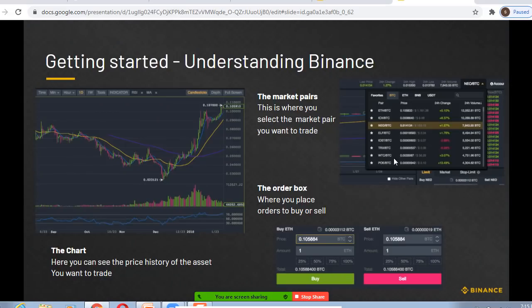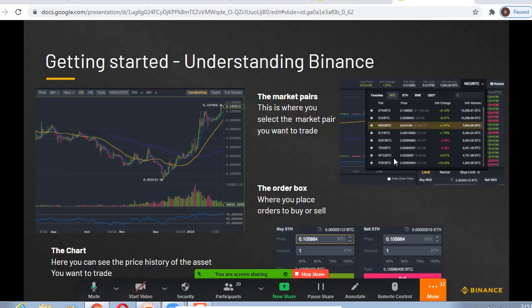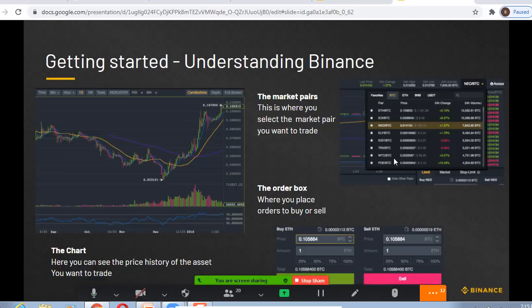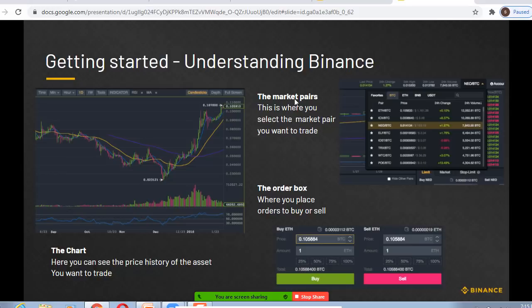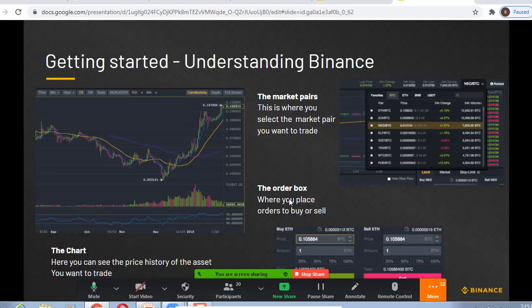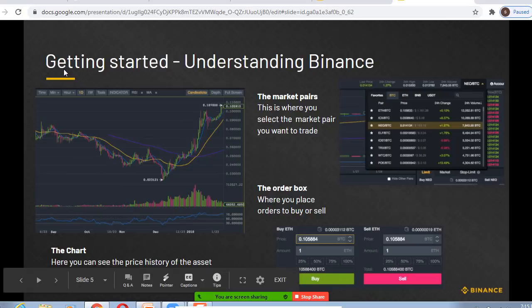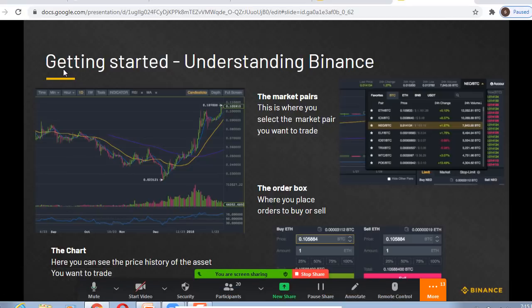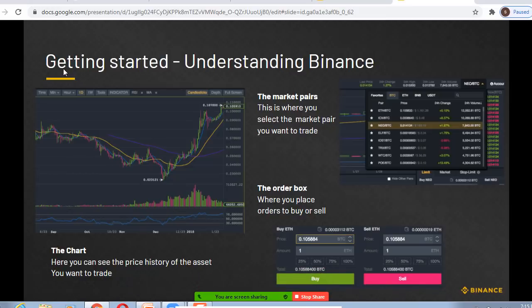Now, let's get ourselves acquainted with Binance and what it is. Understanding Binance, the first thing we're talking about is the market pairs. Then we'll look at the order box, and then we'll look at charts. So let me go to my account. Like I said earlier, I'll be going through the presentation, and then I'll go to the live account, Binance Exchange, to explain what it is for you so you understand very well. Write down your questions and ensure you do that.